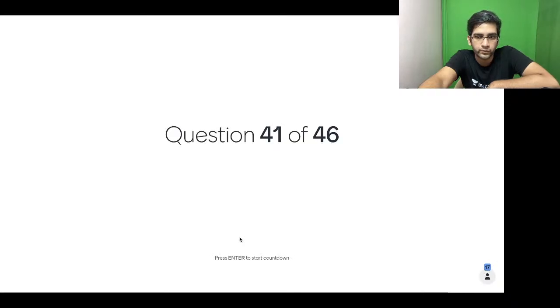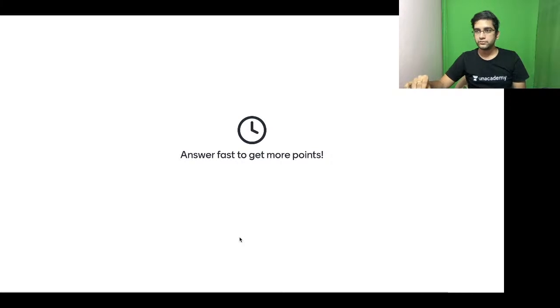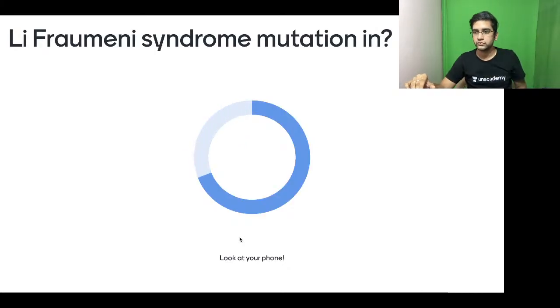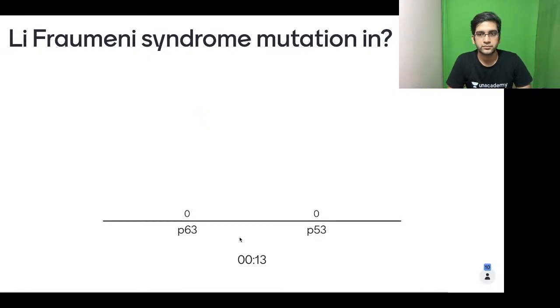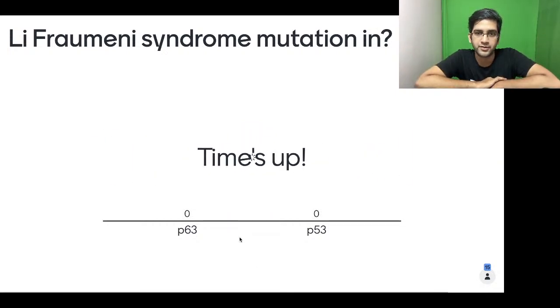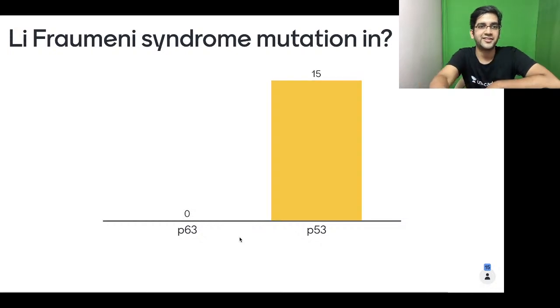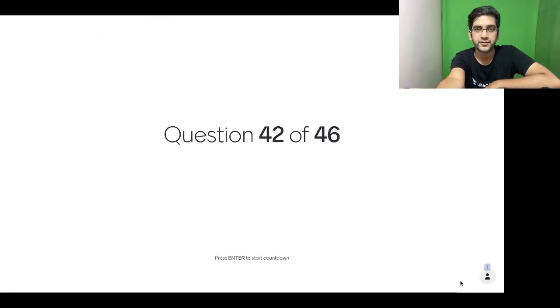Join in. I hope you didn't write the wrong answer in a hurry. Okay, let's see. Wow, great. Li-Fraumeni is a mutation of P53 and not P63, right? Great. Next. Five more questions. Let's see.